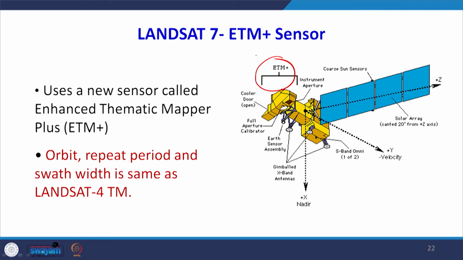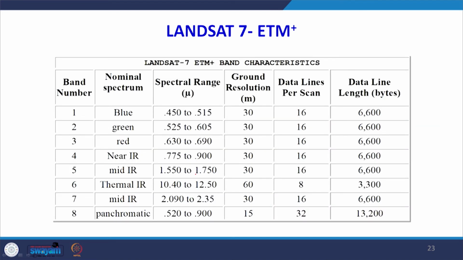Here we have some modification in the wavelength region, but the repeat period and swath width were the same as thematic mapper. So, there was no change as far as the repeat period and the swath width of the data are concerned. These are some of the characteristics of the Landsat 7 ETM data, where we had a very large number of bands, 8 bands.